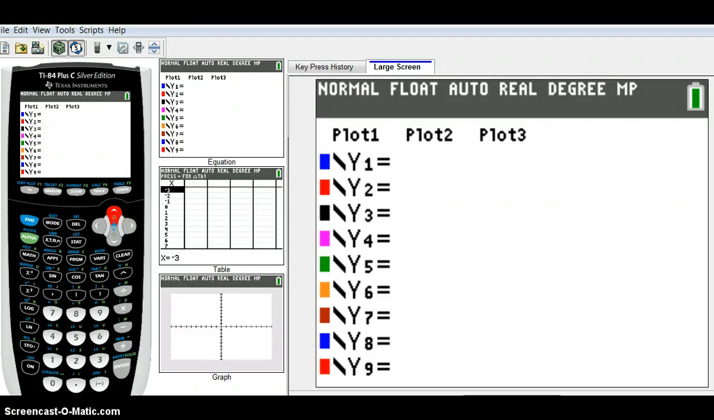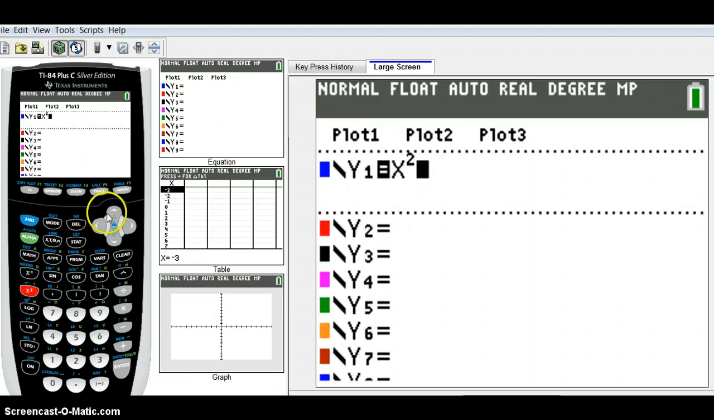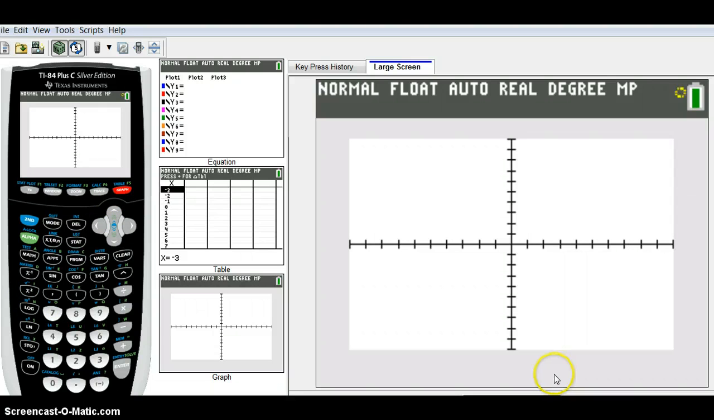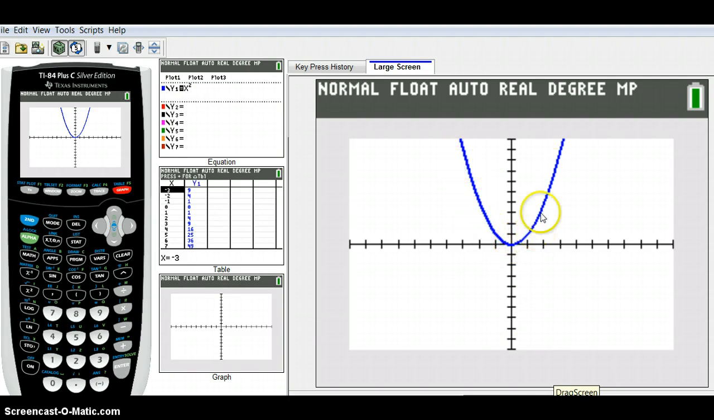Okay, someone asked me about seeing a graph that was not symmetrical. So let's start with reviewing what is a symmetrical graph. Let's look at y equals x squared. You see here that I have this parabola.